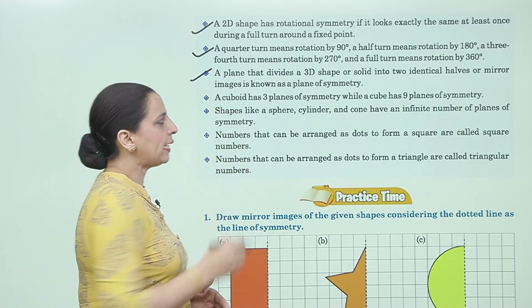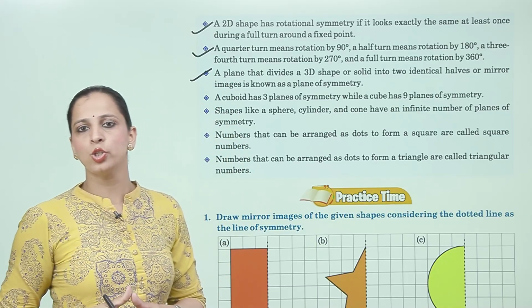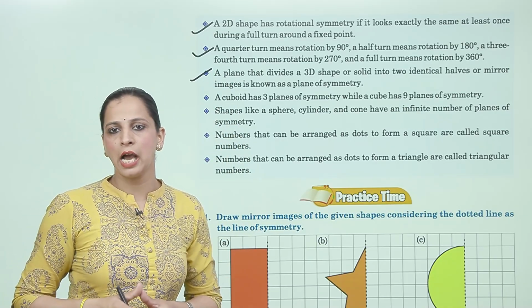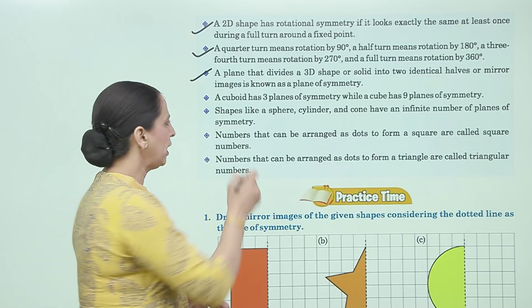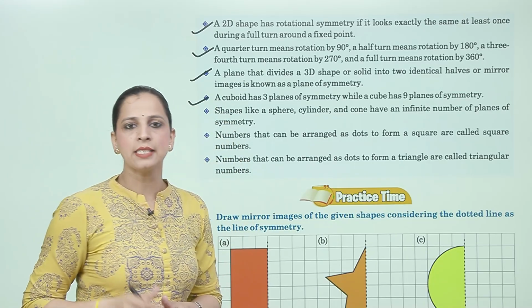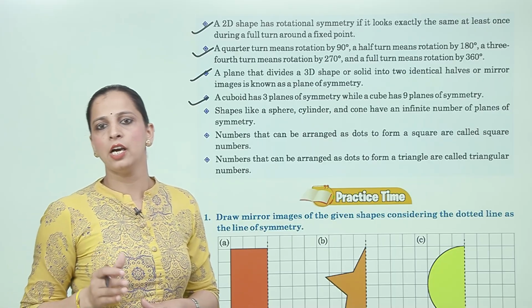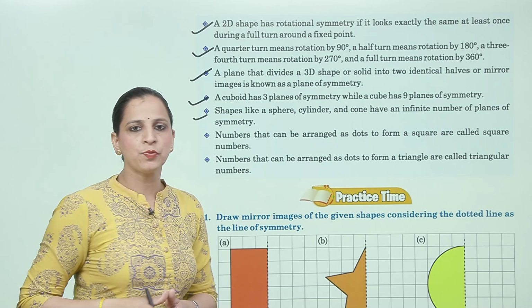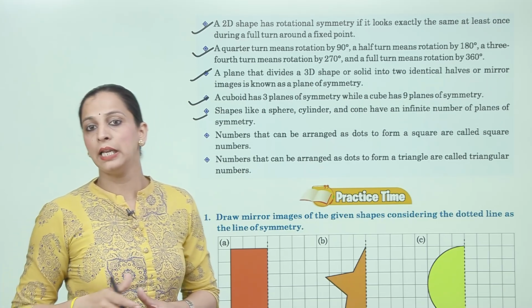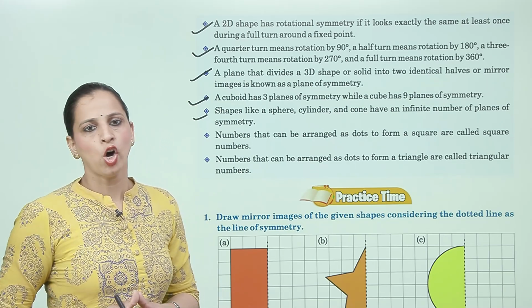Next, a plane that divides a 3D shape or solid into two identical halves or mirror images is known as a plane of symmetry. Next, a cuboid has 3 planes of symmetry while a cube has 9 planes of symmetry. Next, shapes like a sphere, cylinder and cone have an infinite number of planes of symmetry.